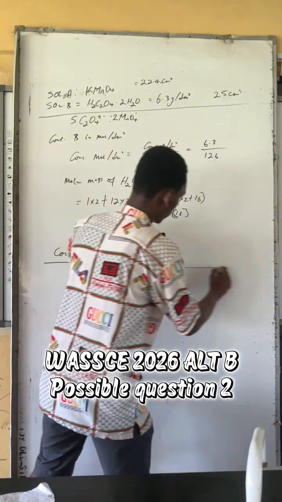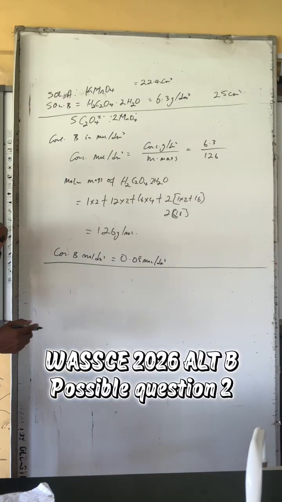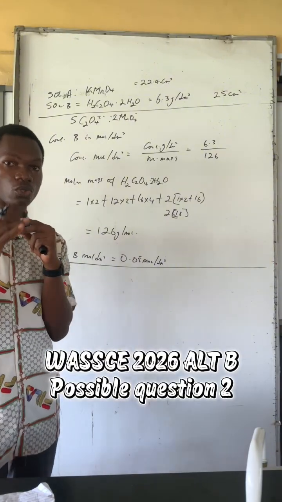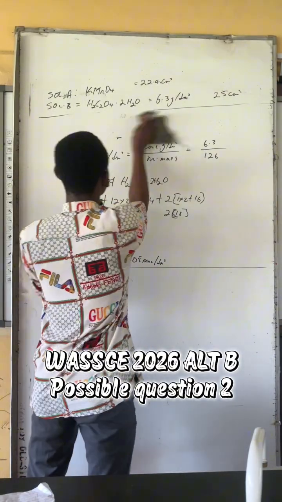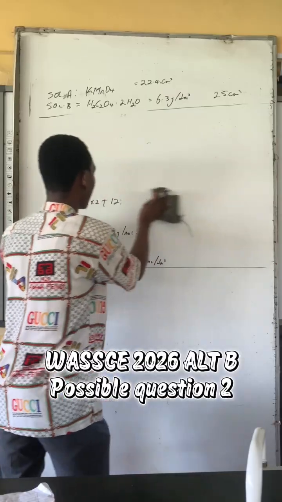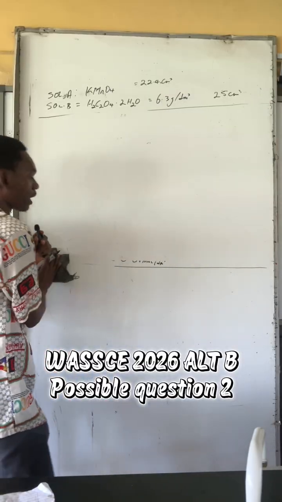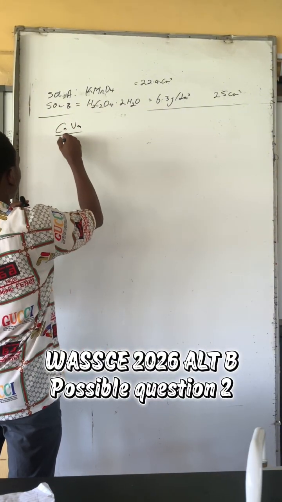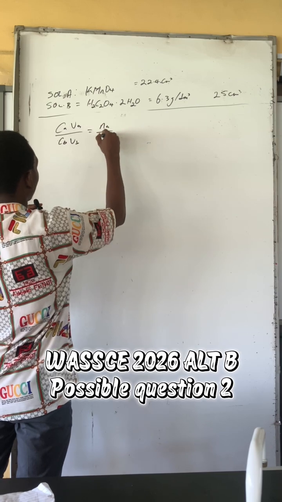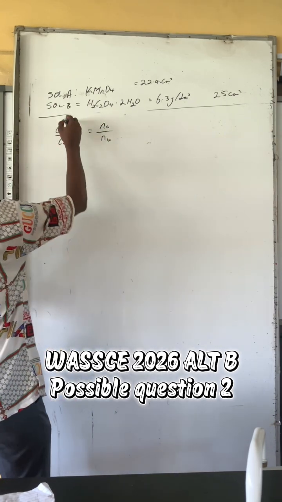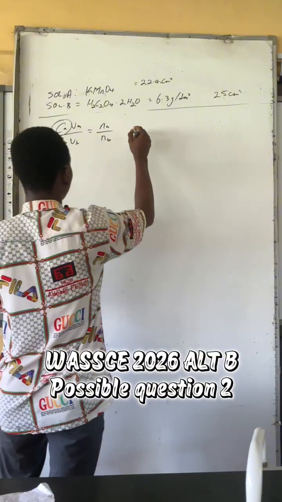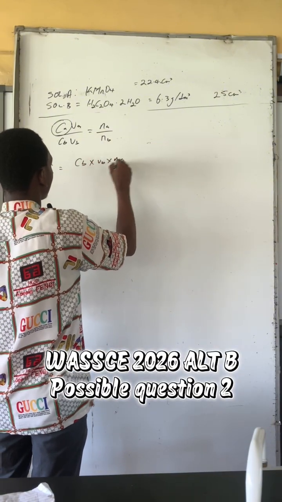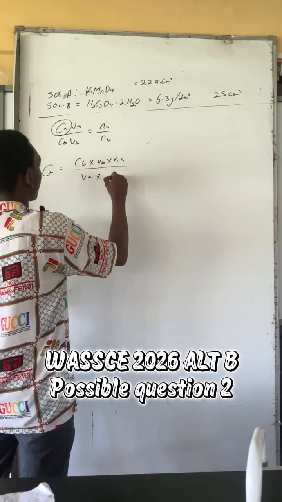Now, the second part of the question, we are going to use our CAVA formula because we are asked to calculate the concentration of A in mole per dm cube and also in gram per dm cube. Let's dive into that. Remember, our ratio between both of them is 5:2. So we use our formula CAVA over CBVB equal to NA over NB. Since we are asked to calculate CA, we make it the subject of the formula: CA equals CB times VB times NA all over VA times NB.